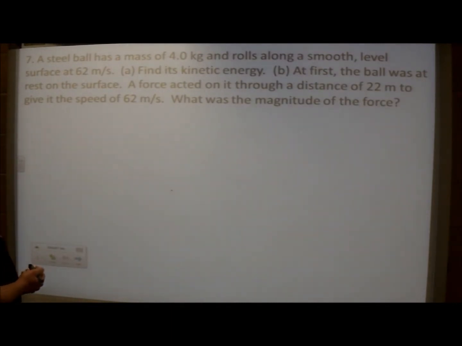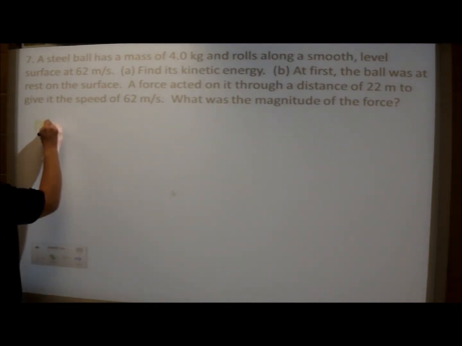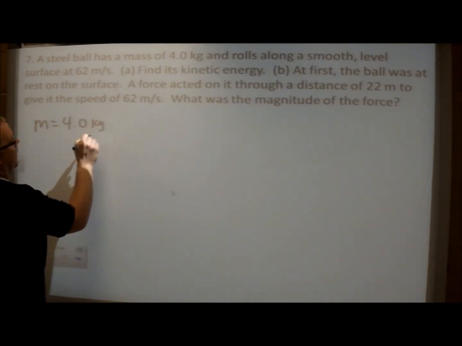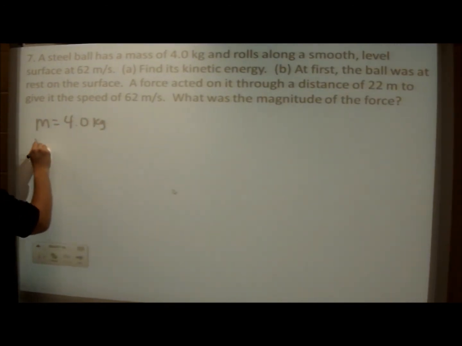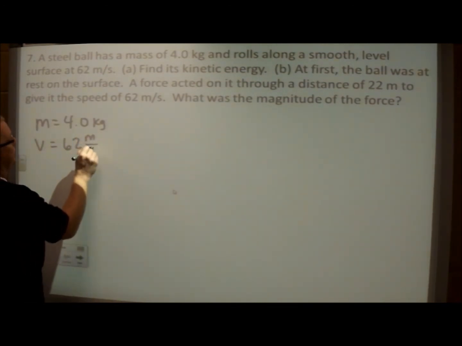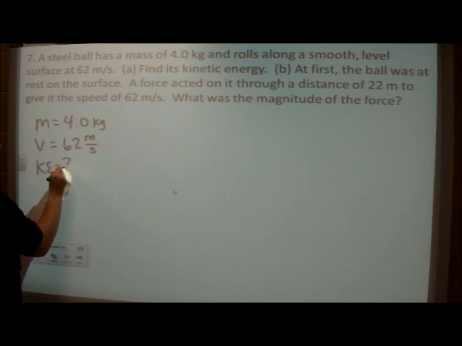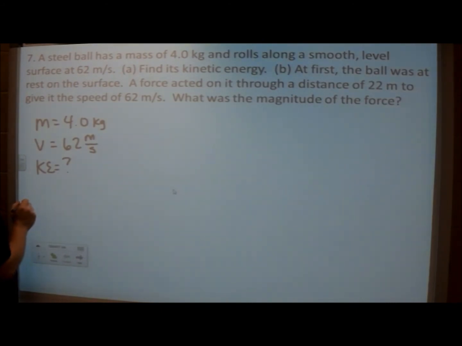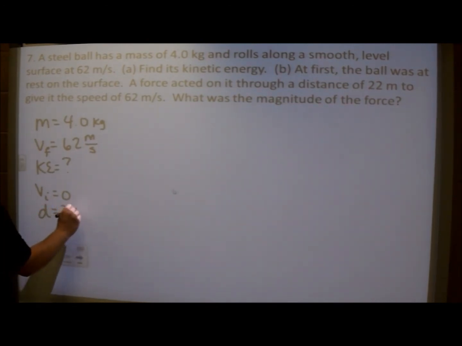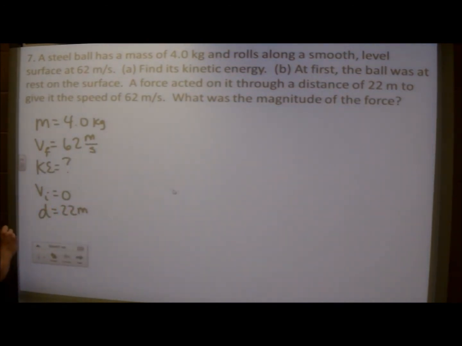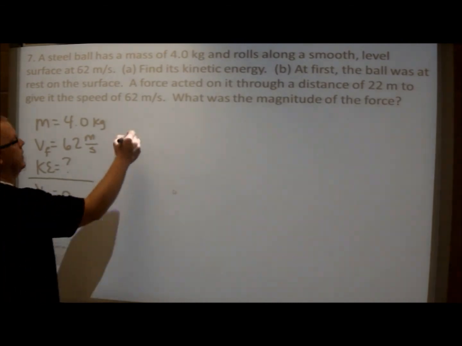And we're back with number 7. A steel ball has a mass of 4 kilograms, and it rolls along a smooth, level surface at 62 meters per second. We need to find its kinetic energy. And then part B says at first the ball was at rest, so the initial velocity was 0, so this must be the final velocity. A force acted through a distance of 22 meters to give it the speed of 62 meters per second. What was the magnitude of the force? Well, we're going to ignore this part for right now. The first part, kinetic energy.